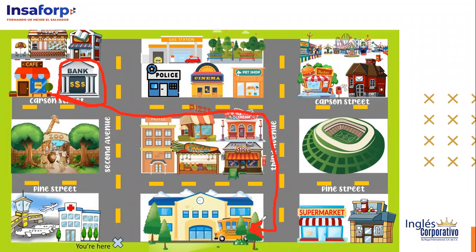What will be your direction? I'm in the bank and I want to go to the school. Ok. Go straight ahead on Carson Street. Drive one block and turn right on Third Avenue. Turn right at 3rd Avenue. And go down one block. And there is the school.